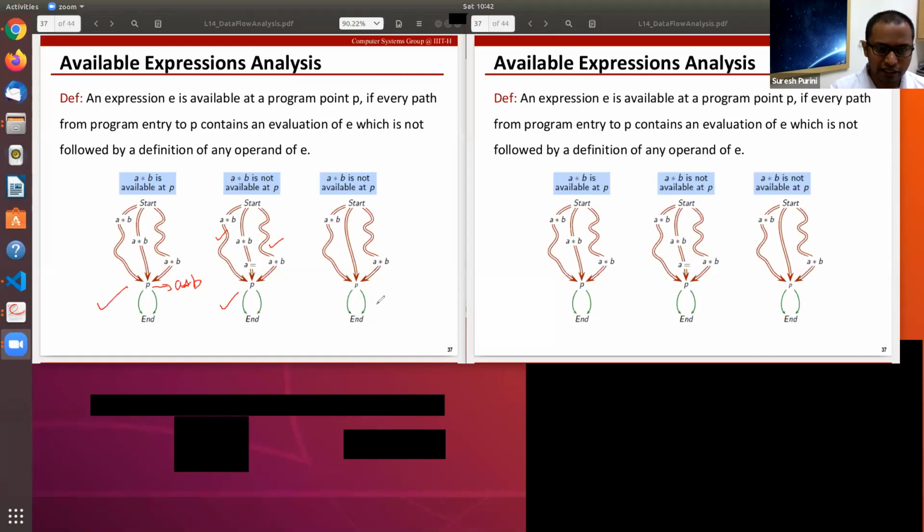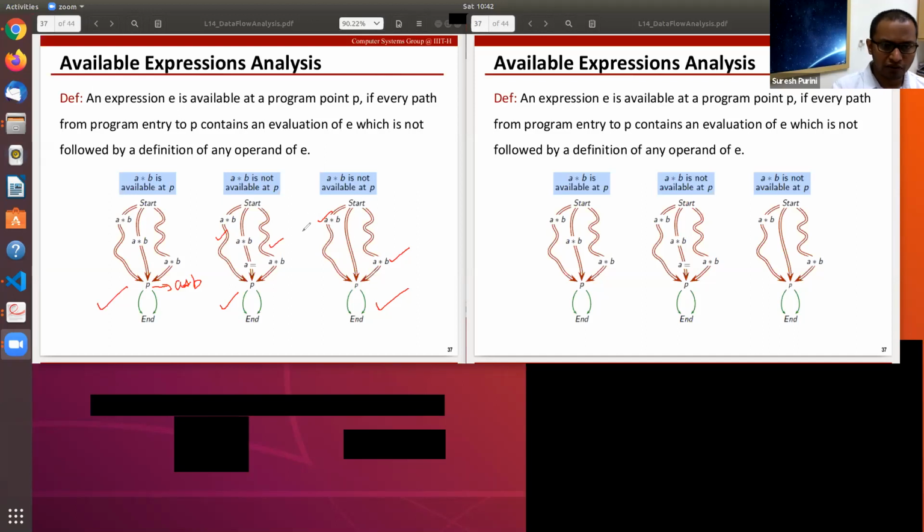In the third example here, the expression A star B is available on the first path and on the third path, but along the middle path, the second path, the expression A star B is not computed at all. So because of that reason, we say that the expression A star B is not available at the program point P. So this is the basic definition for when we say that an expression is available at a program point P or not.